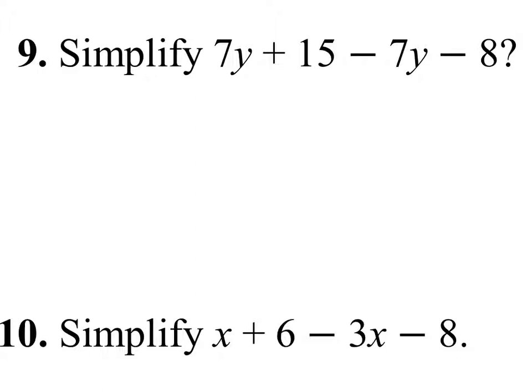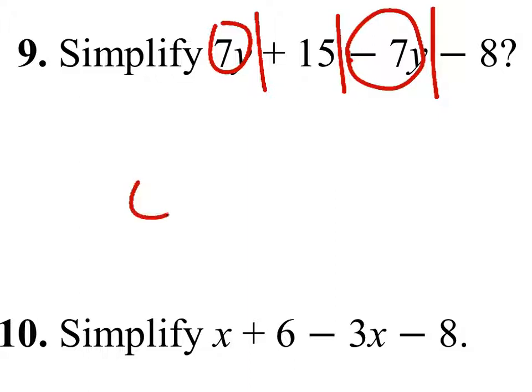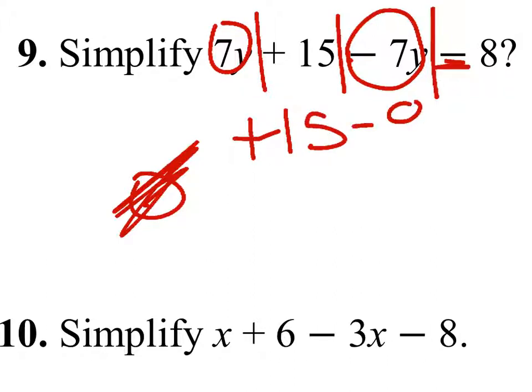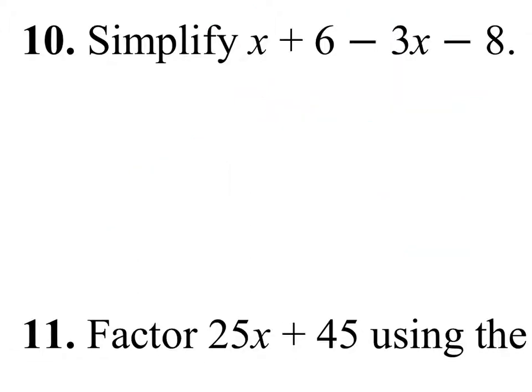So first thing you want to do is make sure you know what your values are. So I like to split it up like this. And so we're going to take this 7y and subtract it by this 7y, which is 0. So you don't have to worry about that. And then you're going to do positive 15 minus 8, because negative and minus are basically the same. So positive 15 minus 8 equals 7. Bam, that's it. 7 is correct. There you go.